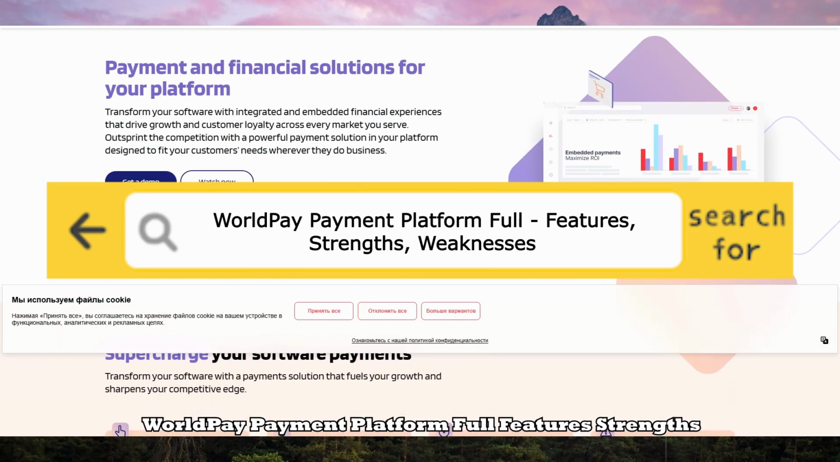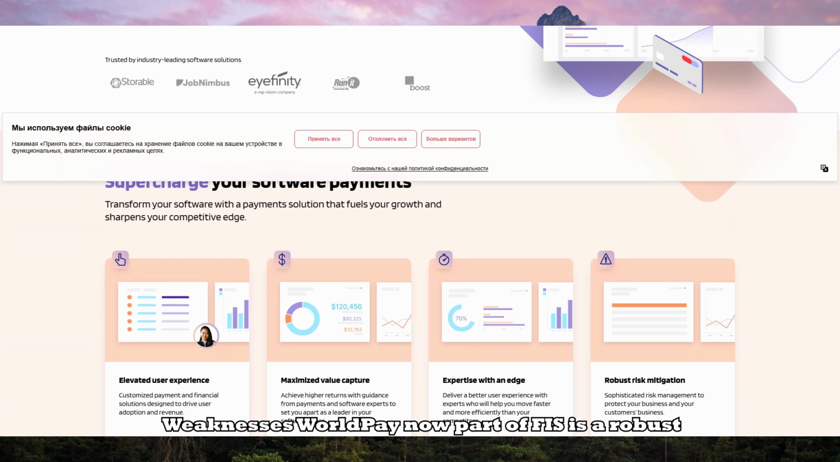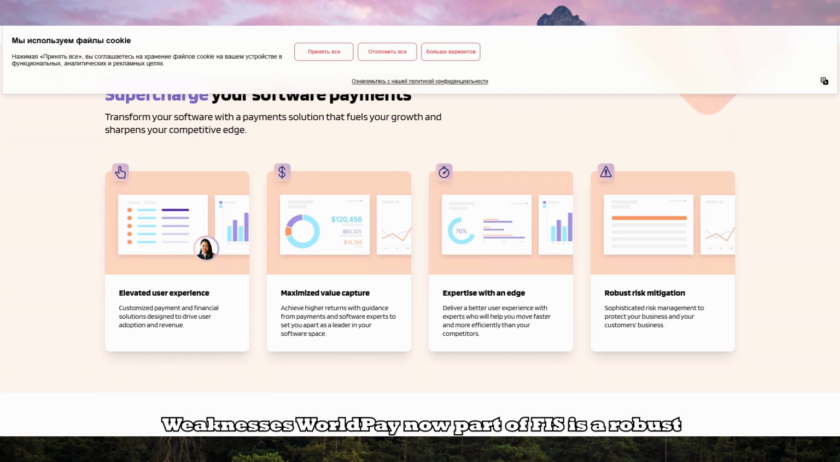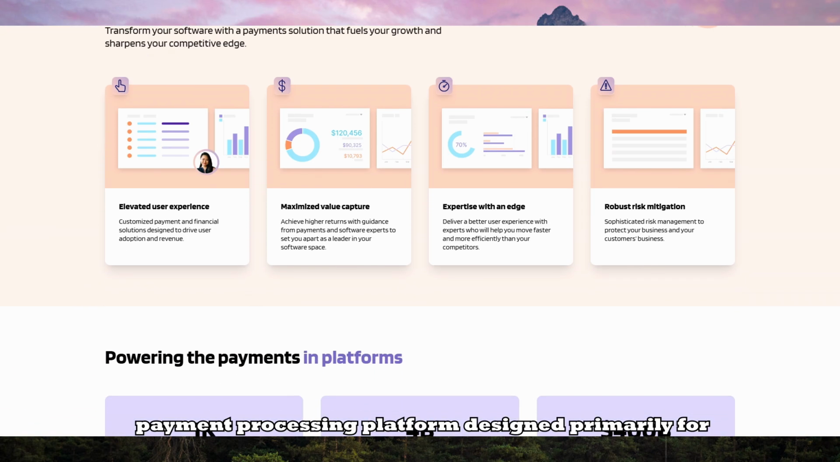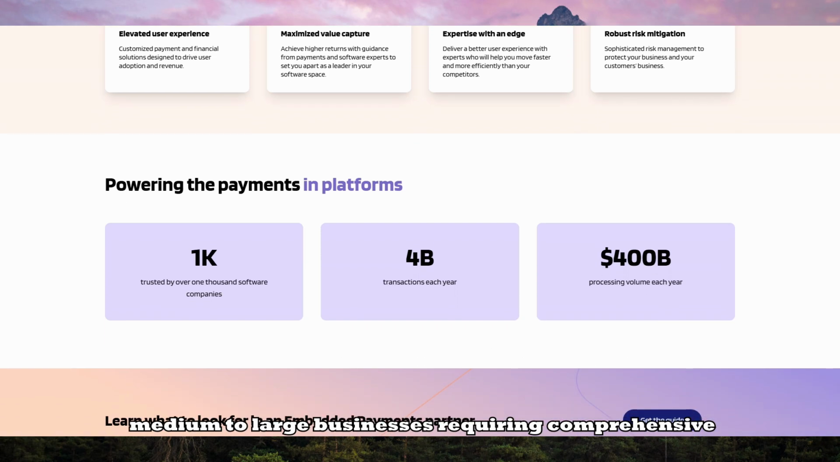WorldPay Payment Platform Full Features, Strengths, Weaknesses. WorldPay, now part of FIS, is a robust payment processing platform designed primarily for medium to large businesses requiring comprehensive global reach.